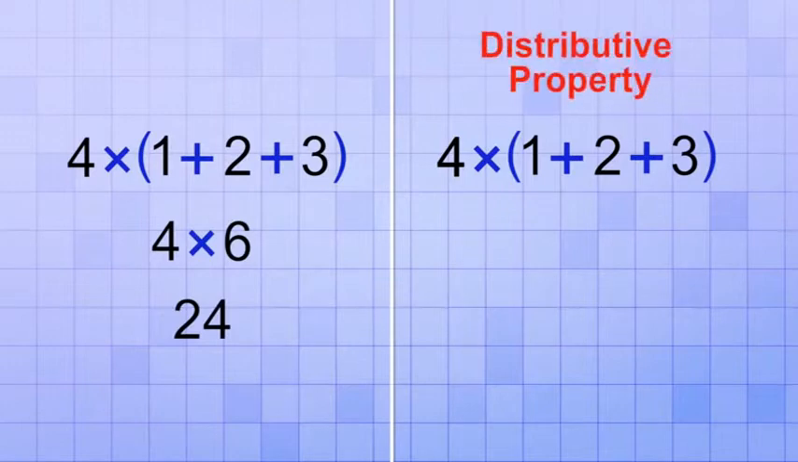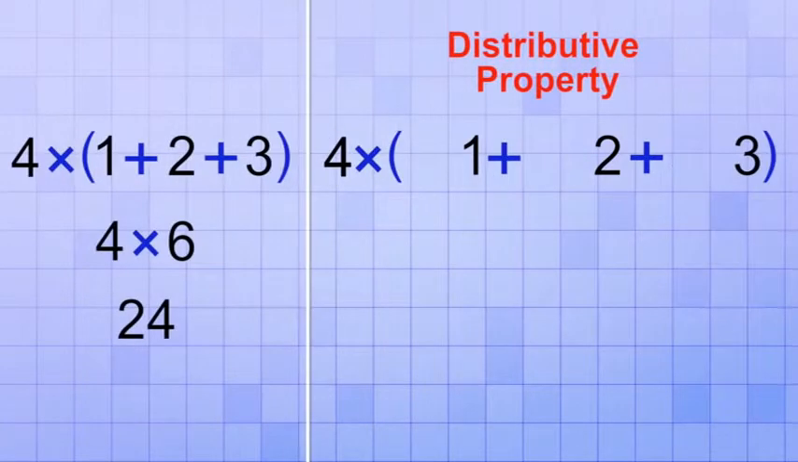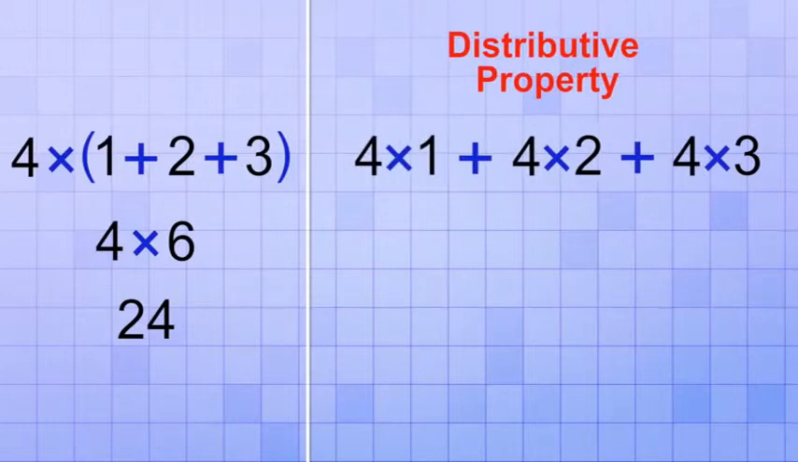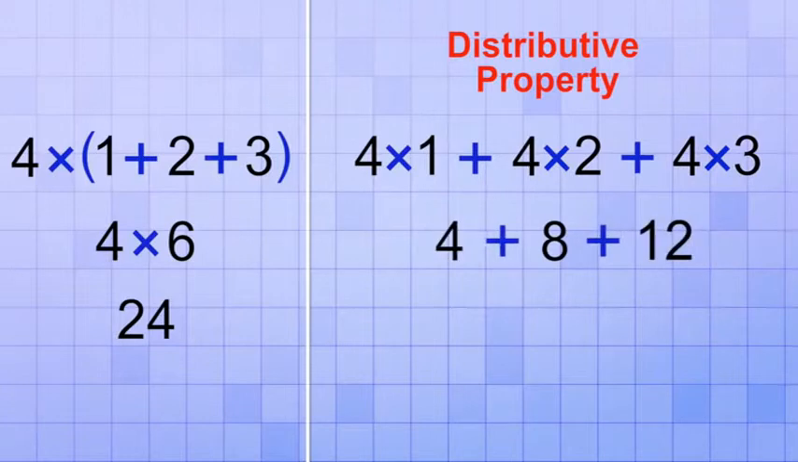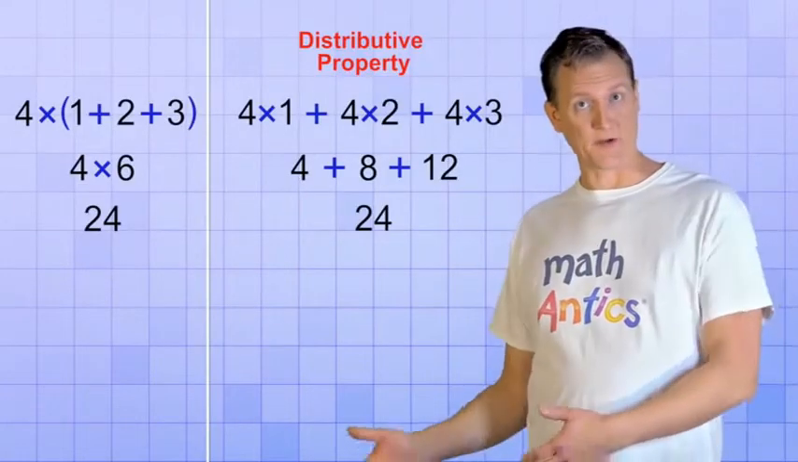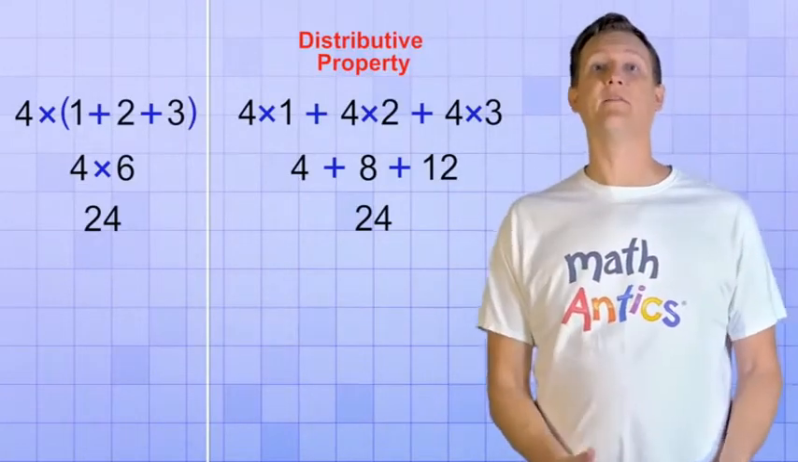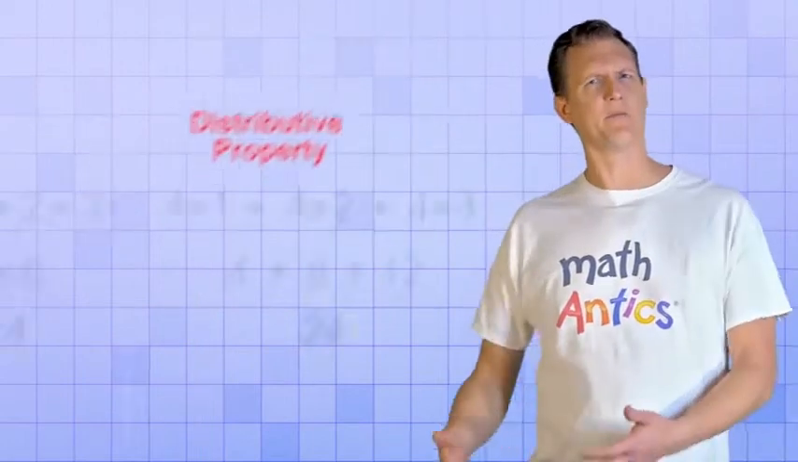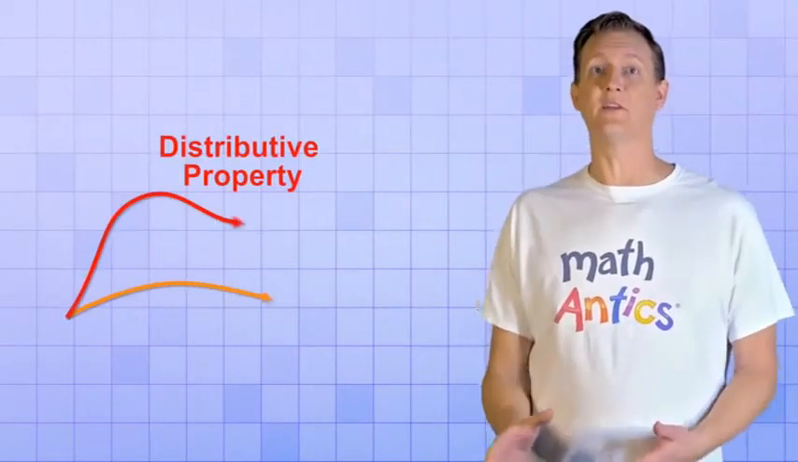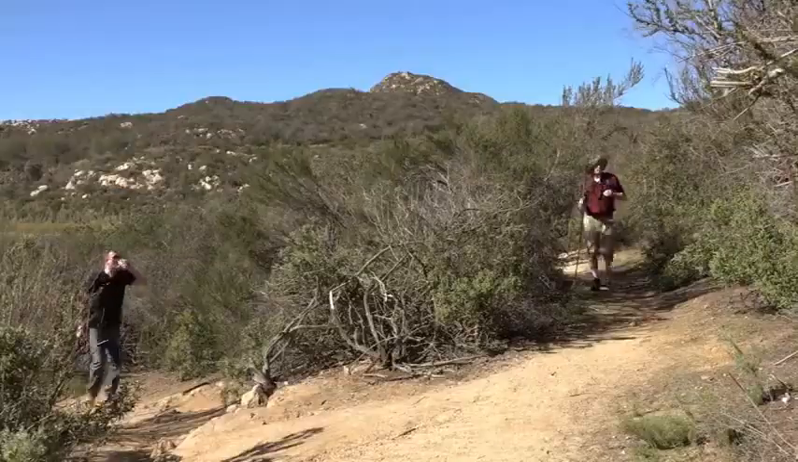Now, let's use the distributive property. We distribute a factor of 4 to each member of the group, which makes the group go away and allows us to do those multiplications individually. 4 times 1 is 4, 4 times 2 is 8, and 4 times 3 is 12. Finally, we add up those three individual answers. 4 plus 8 is 12, and 12 plus 12 is 24. See, the distributive property gave us another way to arrive at the same answer. It's like the distributive property is an alternate path that you can take to arrive at the same point.